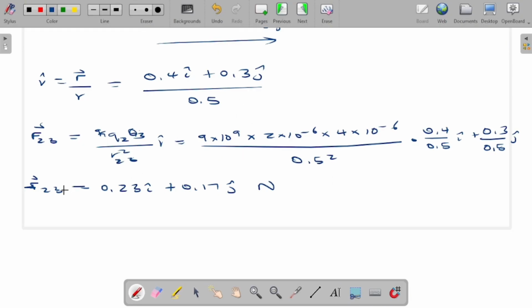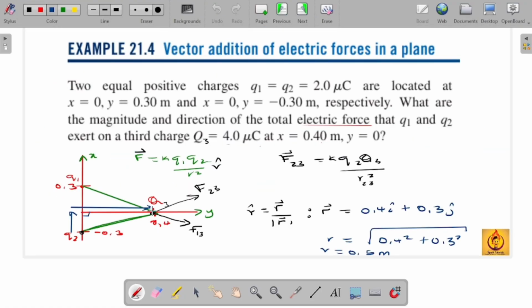So yeah, this is just the force that Q2 exerts on Q3. We are expecting that force to be positive in both of its components because it's moving upwards. So the x is positive and the y is positive. So we are safe. Now let's calculate 1 and 3, the force of 1 on 3. So we are going to do the same thing. Find the vector, find the unit vector and then find the force.